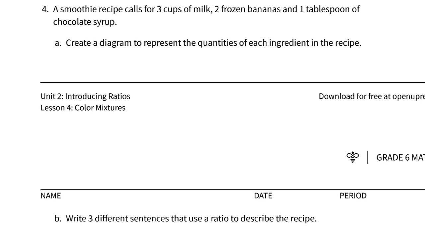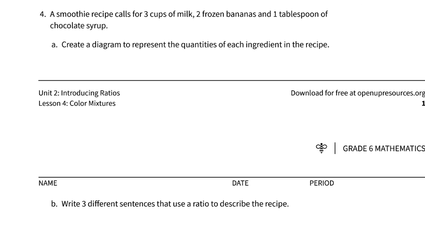All right, we got a couple of questions here, and it's crossed over by the page here, so we're going to ignore all this junk here. Okay, it says a smoothie recipe calls for 3 cups of milk, 2 frozen bananas, and 1 tablespoon of chocolate syrup. There is your ratio.